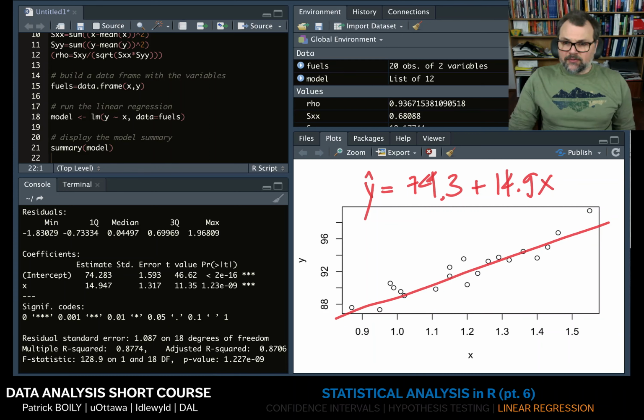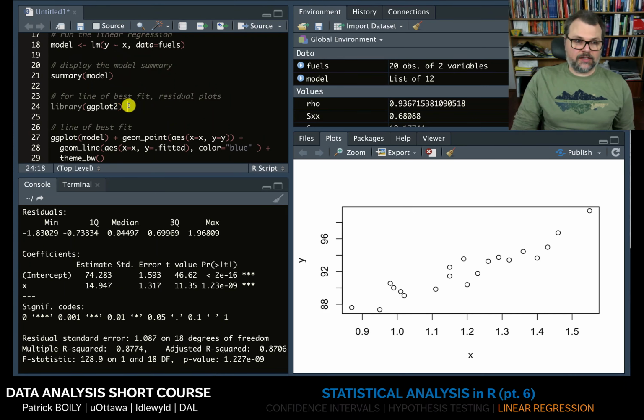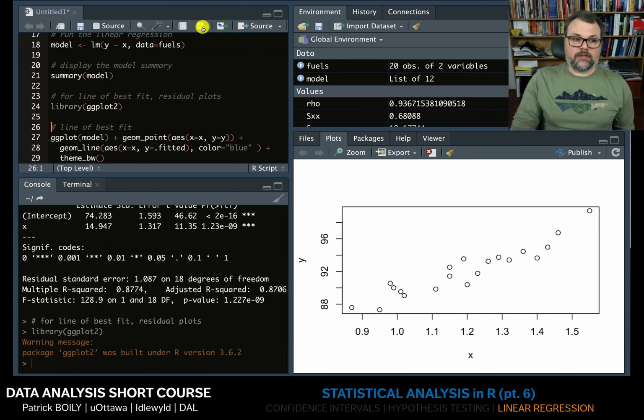Let's plot the line of best fit. I'm going to use a slightly more professional looking plotting functionality, and we'll do it with the Ggplot library. If you haven't installed Ggplot 2, you need to first install it. Once this is done, it's going to take the object model that we've created, and it's going to create a plot out of that. It's going to first plot the points, the x and y's, then it will add a line using the fitted values of that one.